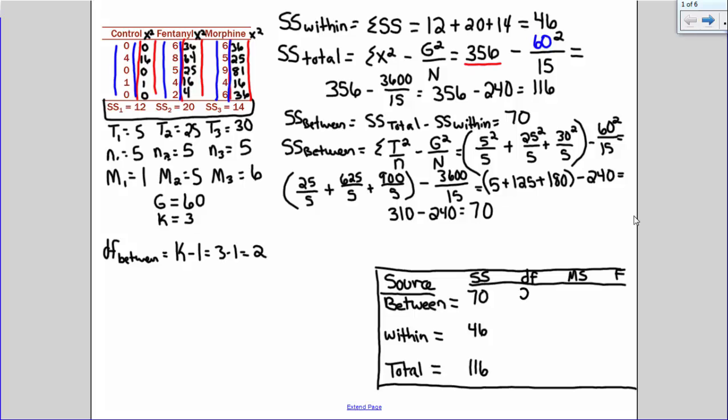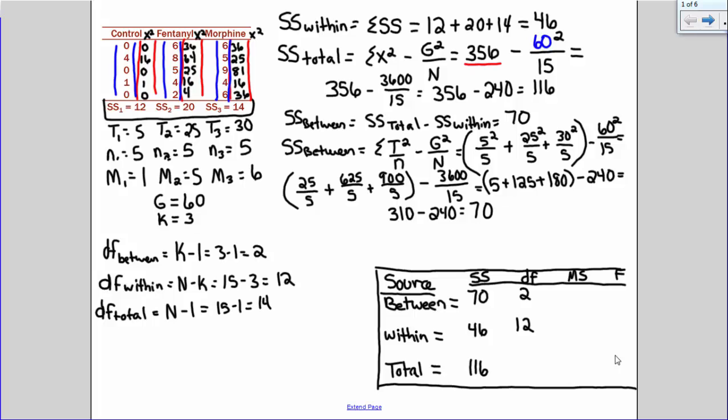Slap that into our table. Then degrees of freedom within is equal to n minus k, uppercase N minus k. So there's 15 people in the entire study minus 3 groups. You get 12 degrees of freedom within. Then my degrees of freedom total, at this point it better equal 14, right? Because we think 2 plus 12 is 14. Well, let's just double check. It's equal to the sample size for the entire study minus 1. 15 minus 1 is in fact 14. Oh boy, I'm feeling good.